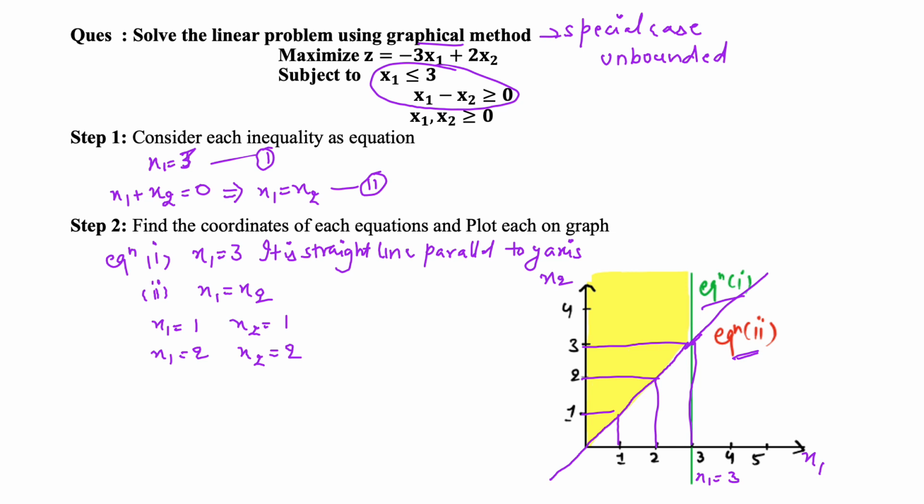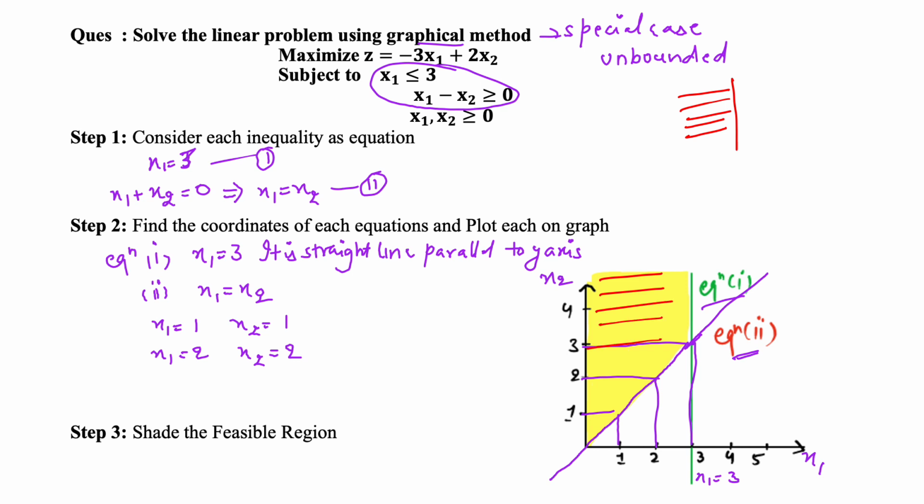Now the next step is to find the feasible region. So we will look at the inequalities. x1 less than or equal to 3 means we have to consider the left-hand side of our line. So this whole region is less than 3, and this whole region up to here will be our feasible region for x1 equals 3.